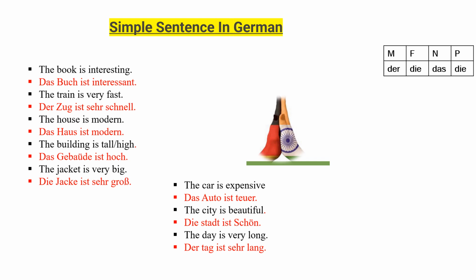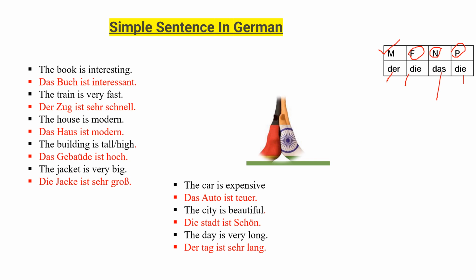Simple sentences in German. The first and foremost important thing, which we have already discussed, is that if the noun is masculine, it will take the article der. If the noun is feminine, it will take die, if the noun is neutral, it will take das, and if the noun is plural, it will take die, right? Just with this understanding, we can make some translations from German to English.